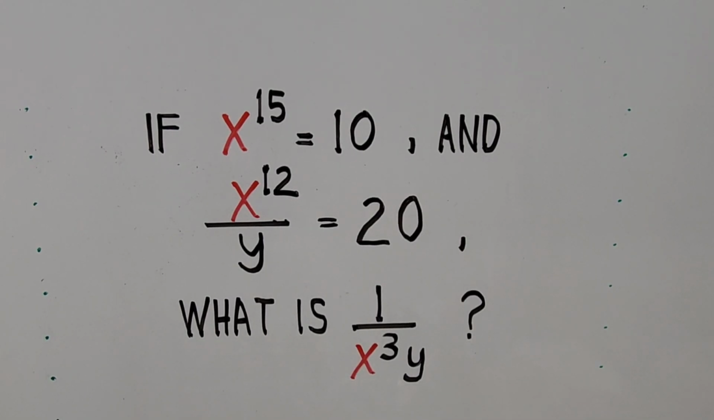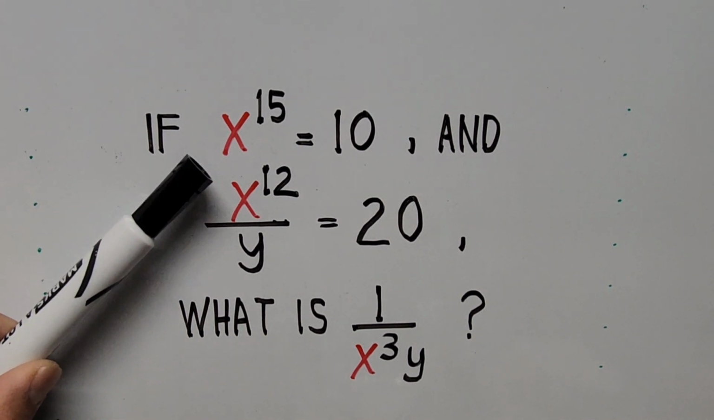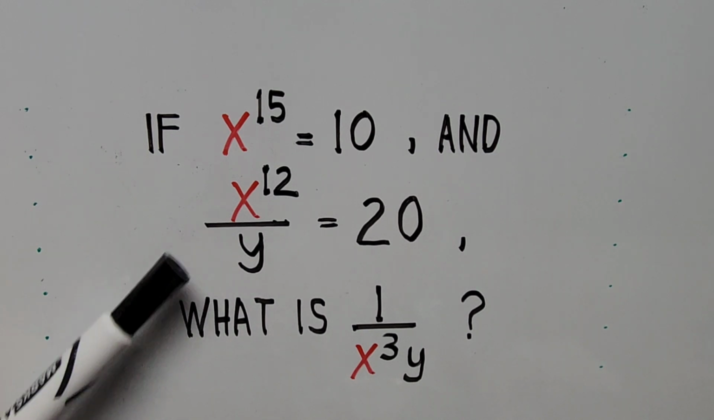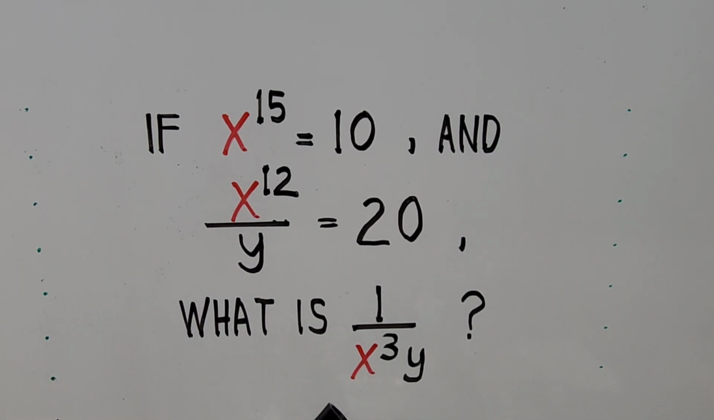Hello everyone, we have here a nice algebra question. If x to the 15 equals 10 and x to the 12 divided by y is 20, what is 1 divided by x cubed y? So this is a nice algebra question, and how are we going to solve it?